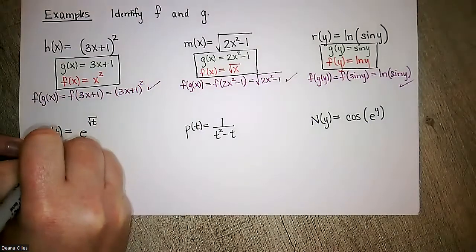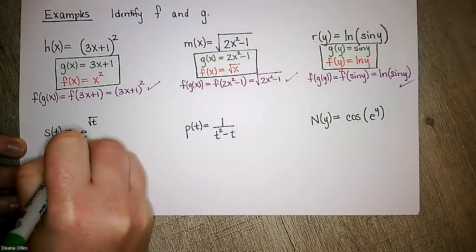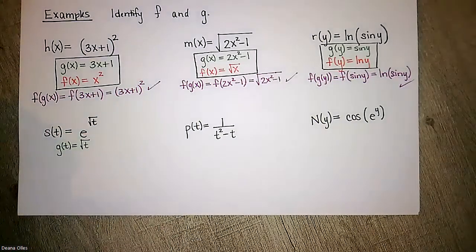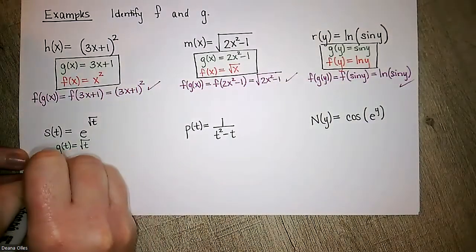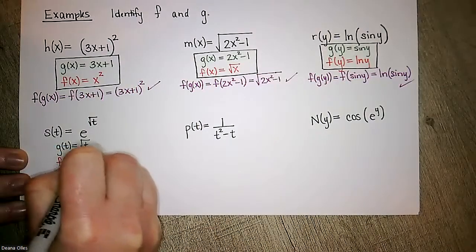So I'm going to go ahead and claim that my first function, my inside function g of t, is the square root of t. And don't forget, I'm looking at t's now, right? Not x's, not y's. What am I doing to the square root of t? I'm raising it by base e. So my f of t is e to the t power.